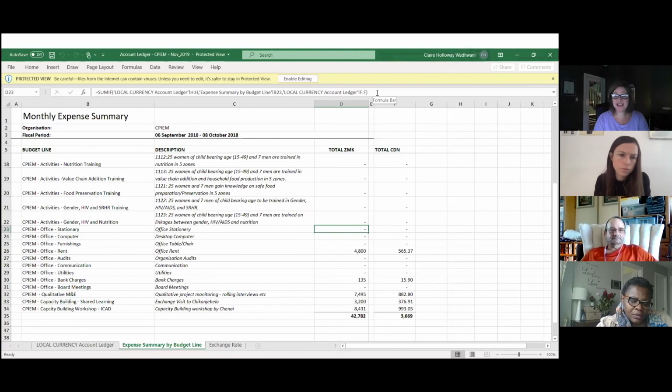So I find that even when organizations are using accounting software, it's fairly common that they have a secondary system in Excel that they're using to report to funders, because sometimes accounting software just doesn't pull things together quite in the way that makes sense for our funding partners, right?